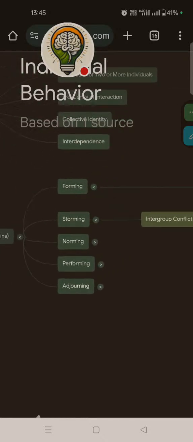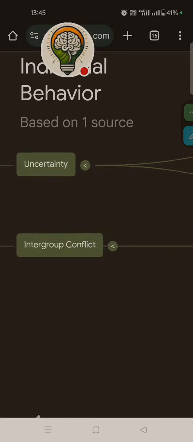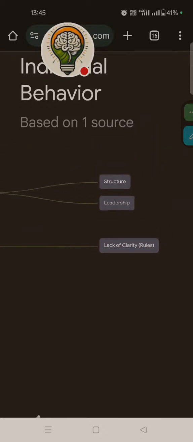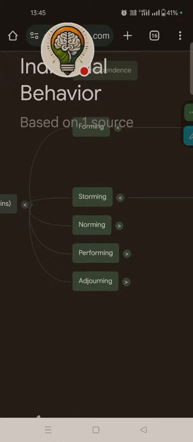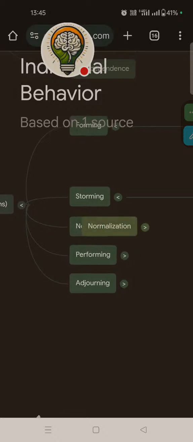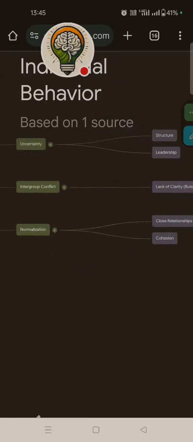Then comes storming. They come close, then they have intergroup conflict, and there is a lack of clarity of rules. Then the norming. Because of the conflict and the lack of rules, norming means rule making. Normalization brings close relationships and cohesion.